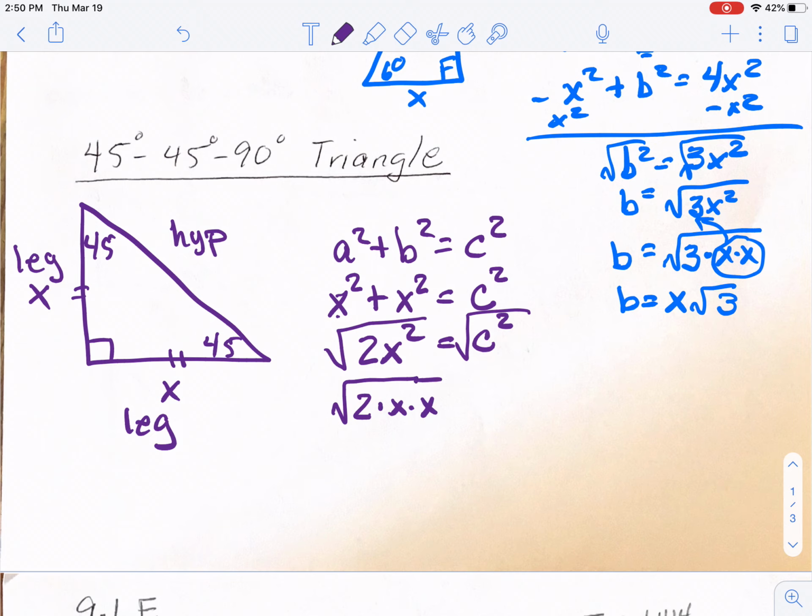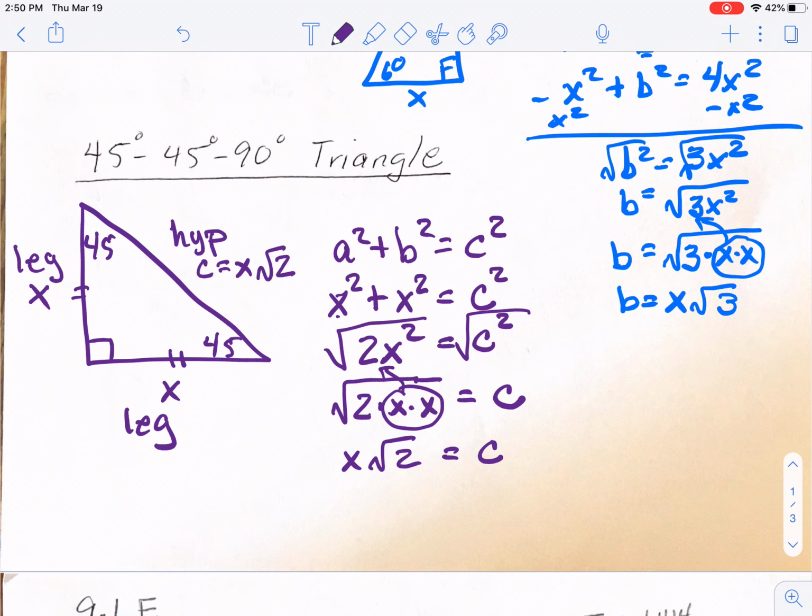This is looking familiar, right? Is equal to c. But I can jailbreak, that's our word for it. We're going to break those x's out. There's two of the same number, and they're going to be positive because they're sides of a triangle. So we're going to have x times the square root of 2 is equal to c, which we called our hypotenuse. So to get the hypotenuse, we're going to take the leg that we know, which we called x in our diagram here, and we're going to multiply it by the square root of 2.